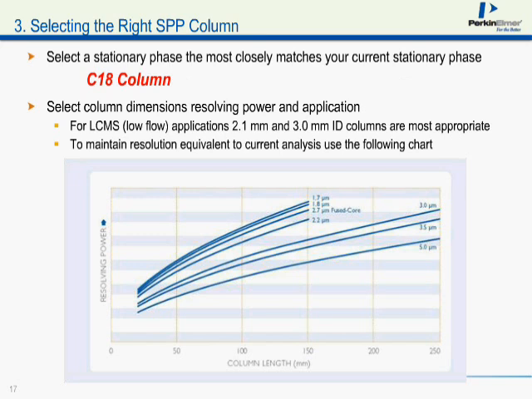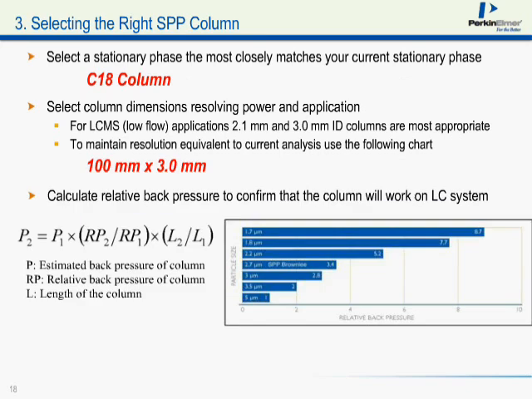Now, the column we were currently using on this analysis was a 220 by 5 micron column, so I identify that on the 5 micron line of this chart, and then simply extrapolate back to the 2.7 micron fused core column. And as we see here, the recommended column length for this would be an 80 millimeter column. Since we don't have 80 millimeter columns, we're going to move up to the next size appropriate. And so I chose a 100 millimeter by 3 millimeter column.